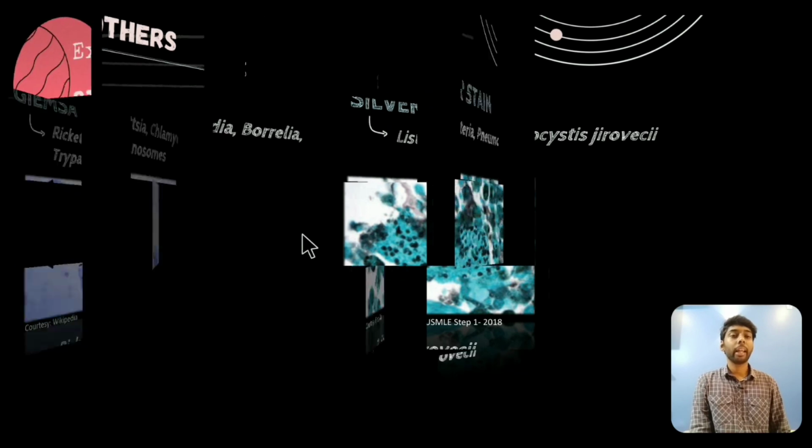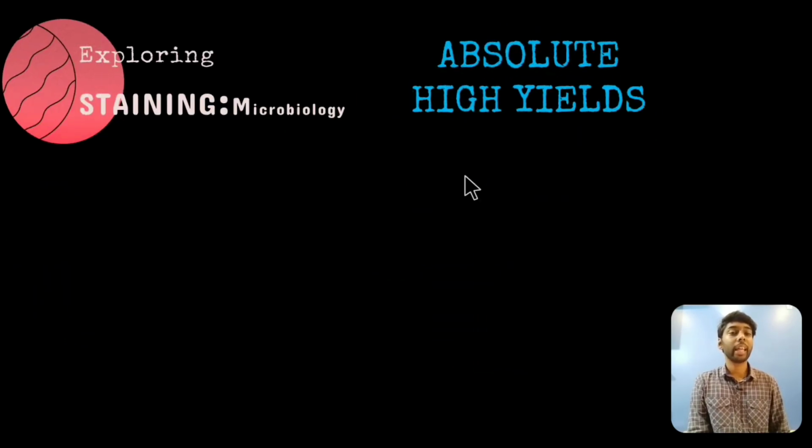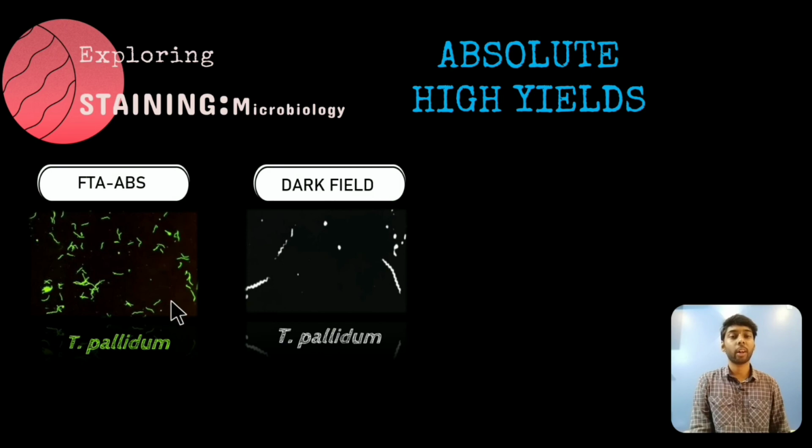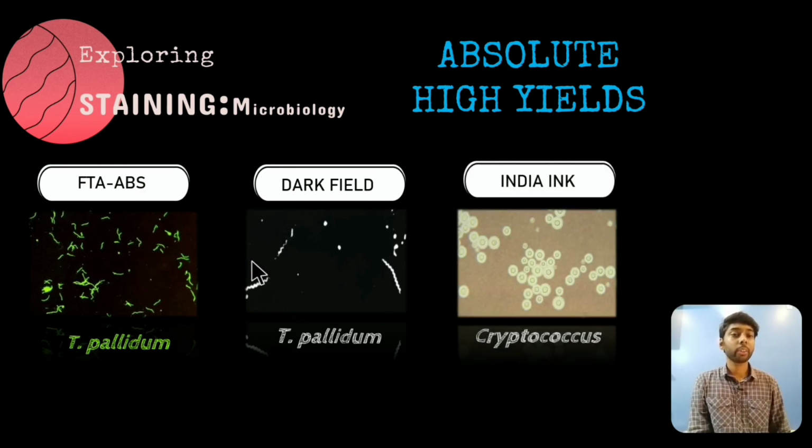So that will be it for this video. And if we want to review the absolute high yields, we will obviously have to talk about Treponema pallidum, the two methods that I talked about in detail, the direct dark field microscopy and also the indirect FTA-ABS, that's the fluorescent microscopy. And these are very high yield. And also, last but not least, Cryptococcus, which is the causative organism for cryptococcal meningitis in AIDS patients. Here we can use India ink to visualize the characteristic capsules of the fungi. So these three are the main attractions of this video.